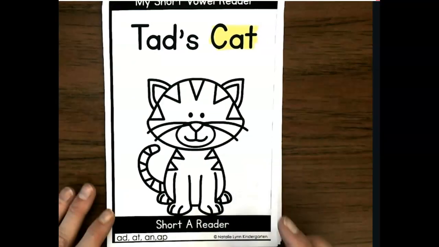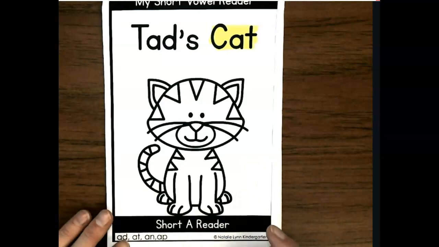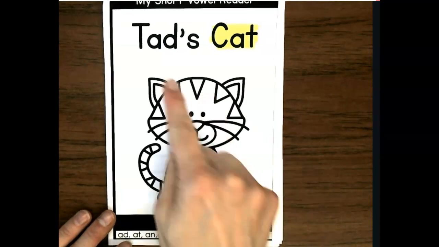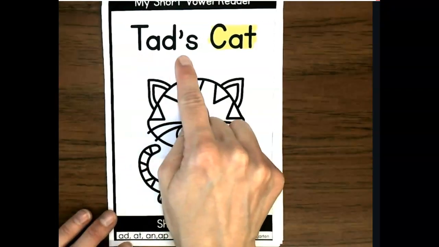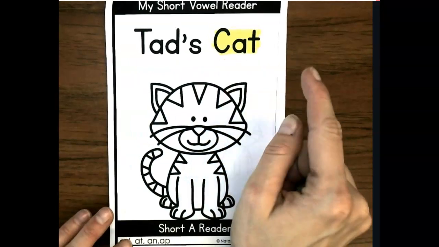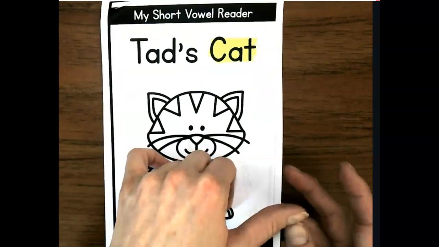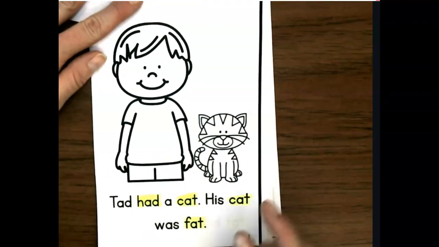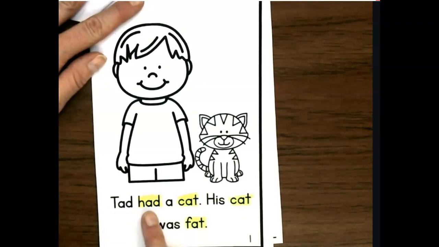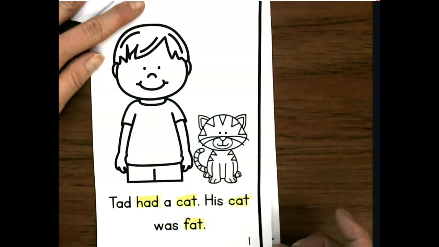For your duet reading, you're going to read all of the words in yellow. I'll read all of the words in white. So for this example, I would say Tad's and you would say cat. Ready? Let's read. Tad's. Keep reading all of the yellow words as you read the story. Ready? Here we go. Tad. A. His. Was. Did you say all the yellow words?